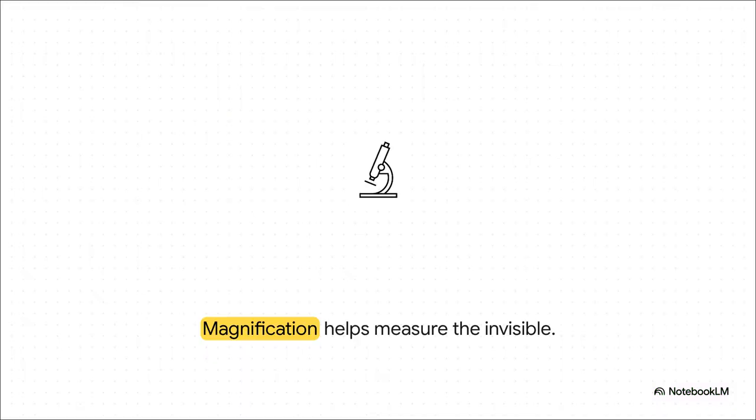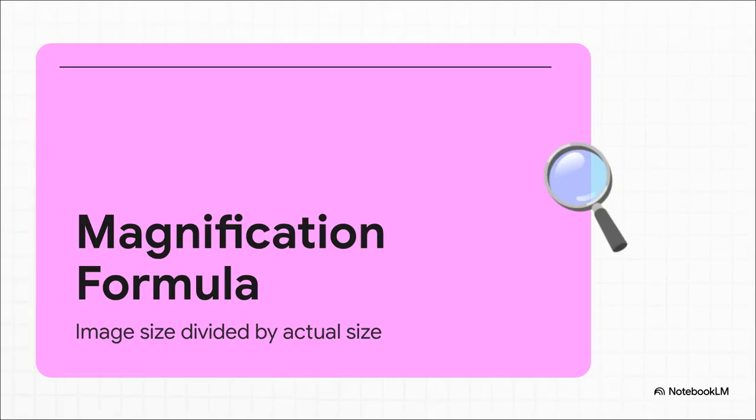And that brings us to a really core challenge in biology: bridging the gap between a drawing on a piece of paper and the infinitesimally small reality. To accurately study cells, we need to know exactly how much bigger we're looking at them compared to their true size. That concept is what we call magnification. The math here is actually beautifully simple. The magnification formula is just the image size divided by the actual size.